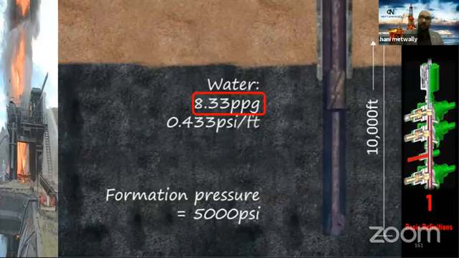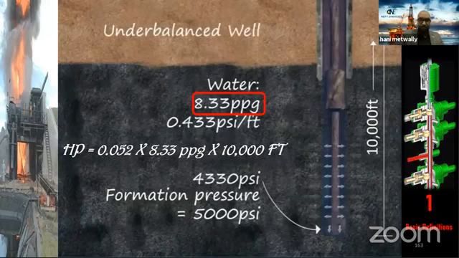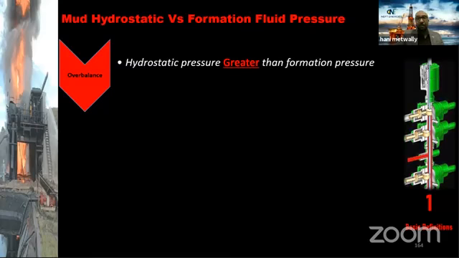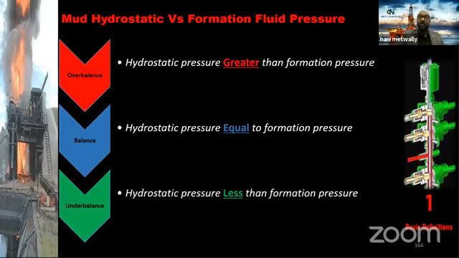But if we replace our fluid with fresh water, and the fresh water density is 8.33 ppg, let's check whether we are underbalanced or overbalanced. By calculating the pressure on the bottom, you will find that the hydrostatic pressure will be 4,330 psi. It means we are underbalanced. Why? Because the hydrostatic pressure is less than the formation pressure. So I think now everyone is familiar with the overbalance and underbalance terms. Actually, we have three relationships between formation and hydrostatic. First, overbalance: the hydrostatic pressure is over the formation pressure. Balance: the hydrostatic pressure of the fluid is equal to the formation pressure. And the last one, the underbalance case: the hydrostatic pressure is less than the formation pressure.